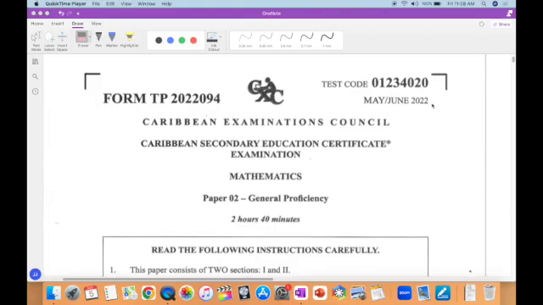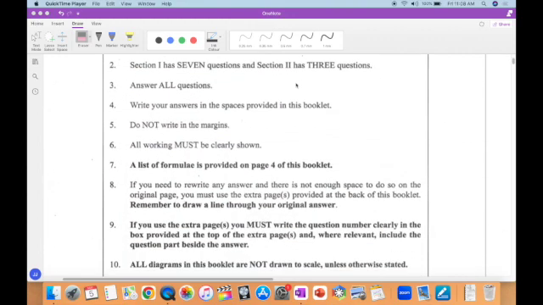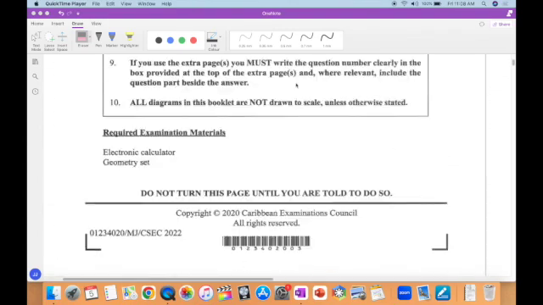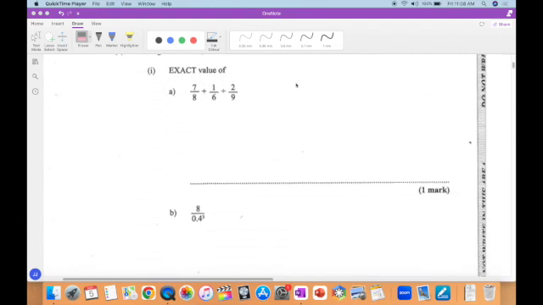Okay, we have June 2022, paper 2, 2 hours and 40 minutes. Calculators are provided. We have the formula sheet. Well, no, we don't have the formula sheet, but let's get straight into it.